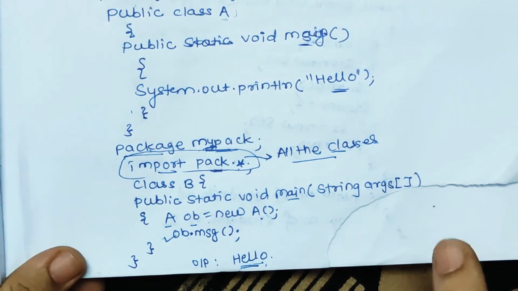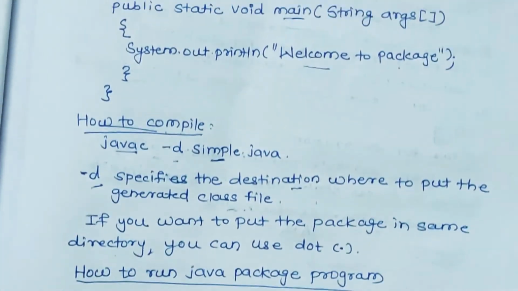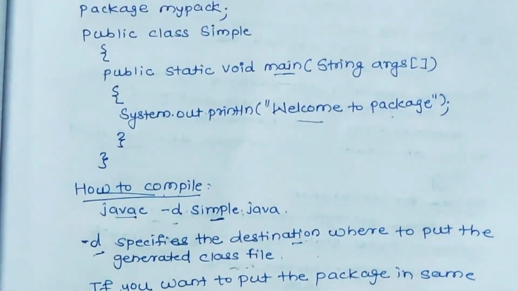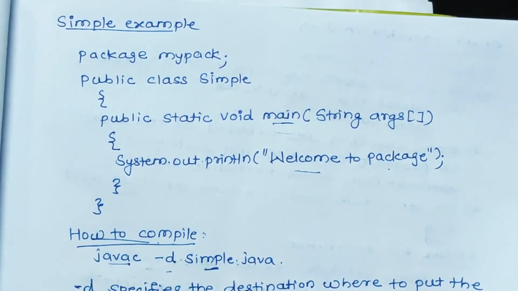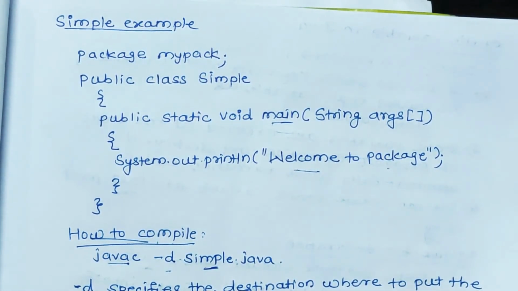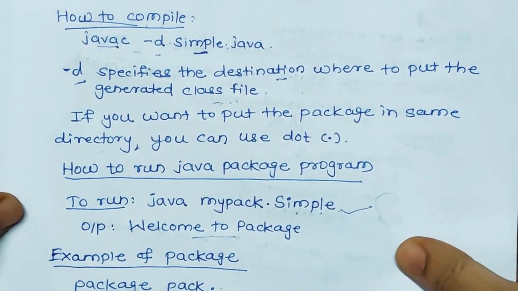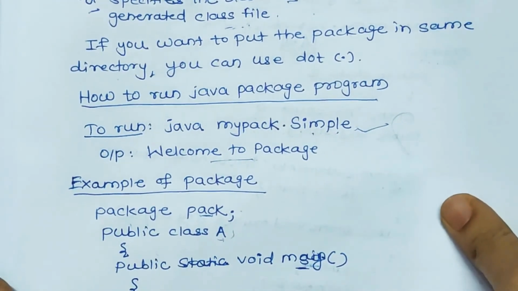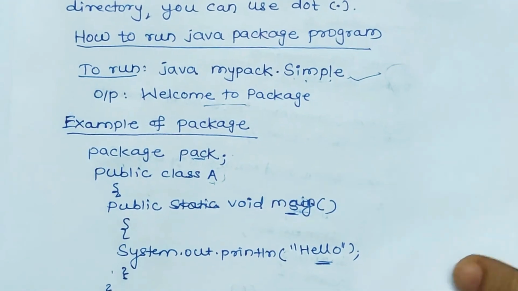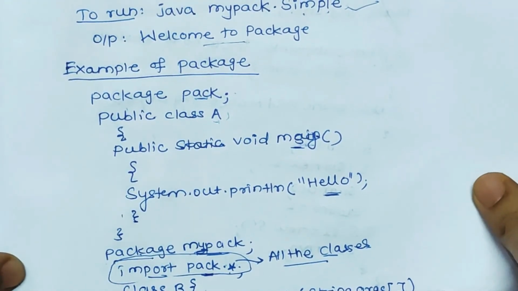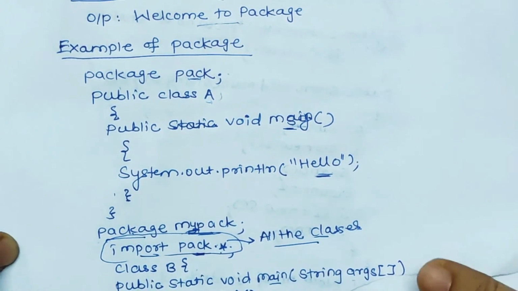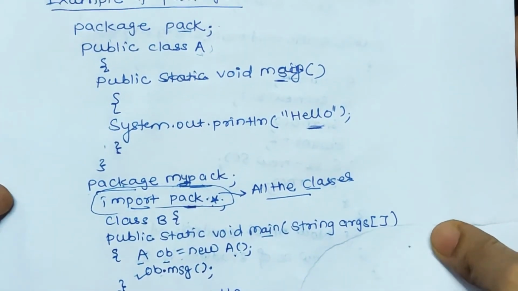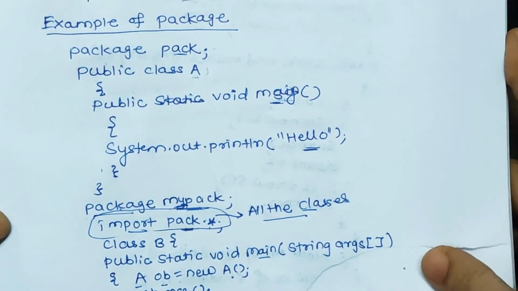So this is about packages in Java. We have discussed the use of packages, advantages of packages and types of packages. Then we discussed a simple example, that is, how to create a package, how to compile and execute a package, and then how to use a package in another package, that is, how to import a package in another package. So I hope this makes your understanding clear.